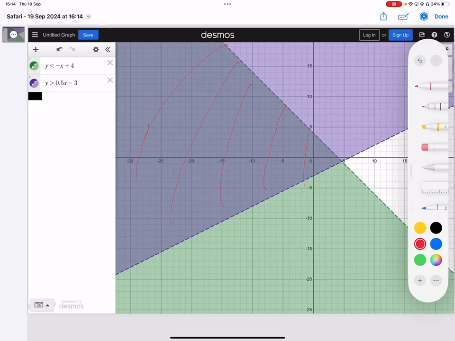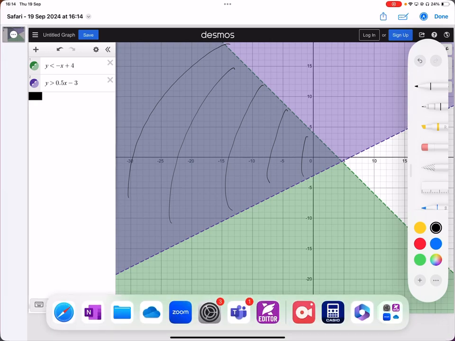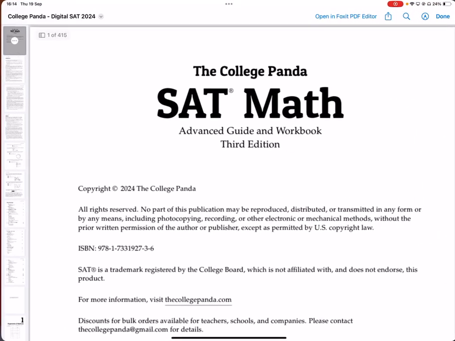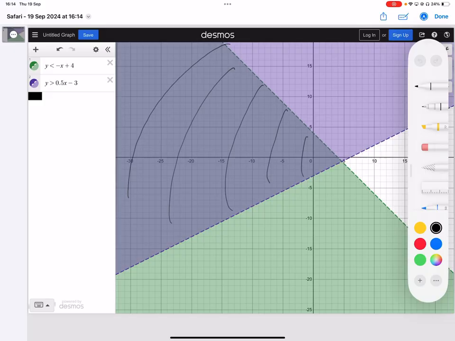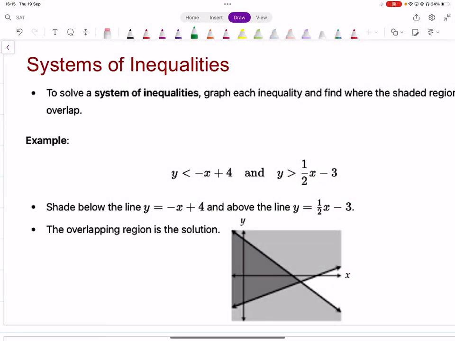Make sense? I could try another color. This is the overlapping part. This is the solution to that system of equations. Is that okay? Any problem here? No? So you may have to solve systems of inequalities like this sometimes as well.